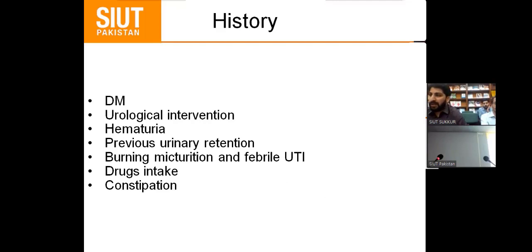Now, the evaluation of lower urinary tract symptoms. The history is an integral part of the medical evaluation. It tells about the potential causes of lower urinary tract symptoms and relevant comorbidities. The questions that need to be asked in the history are: diabetes mellitus, urological intervention, history of hematuria, history of previous urinary retention, burning micturition and febrile UTI, history of drug intake, and constipation.